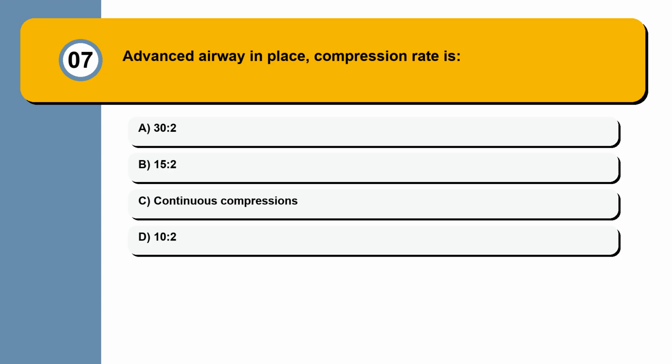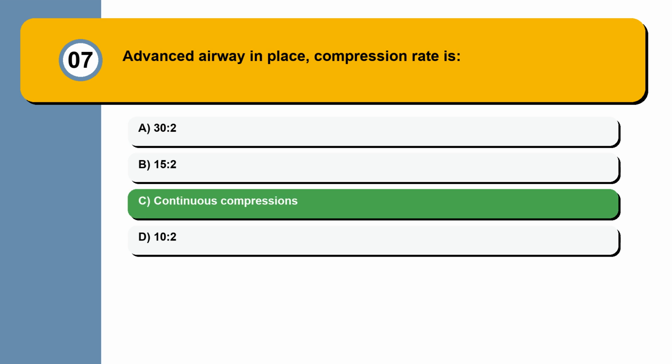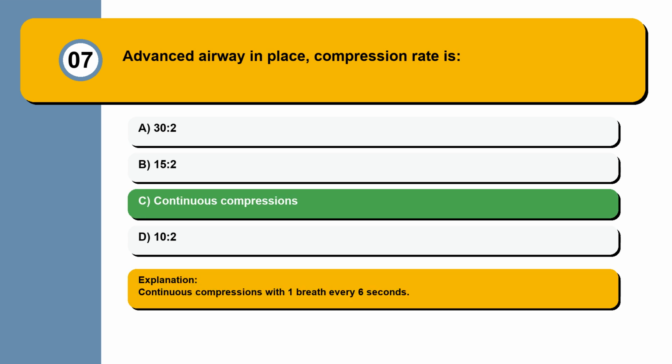Question 7. Advanced airway in place, the compression rate is: 30:2, 15:2, continuous compressions, or 10:2? Continuous compressions with 1 breath every 6 seconds.